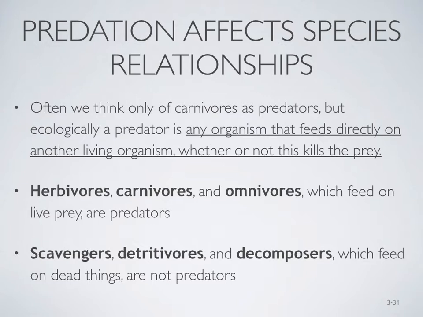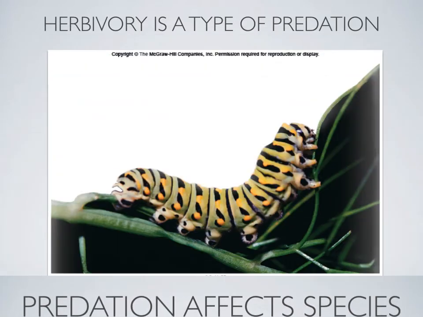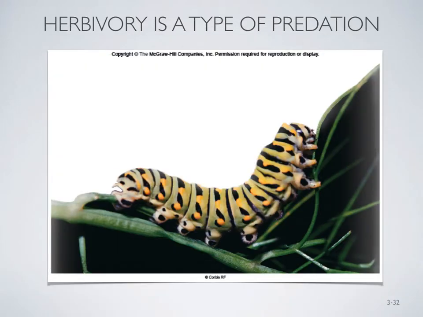Often, we think only of carnivores as predators, but ecologically, a predator is any organism that feeds directly on another living organism, whether or not it kills the prey. Herbivores, carnivores, and omnivores, which feed on live prey, are predators. But scavengers, detritivores, and decomposers, which feed on dead things, are not. Insect herbivores are predators, as much as lions and tigers.